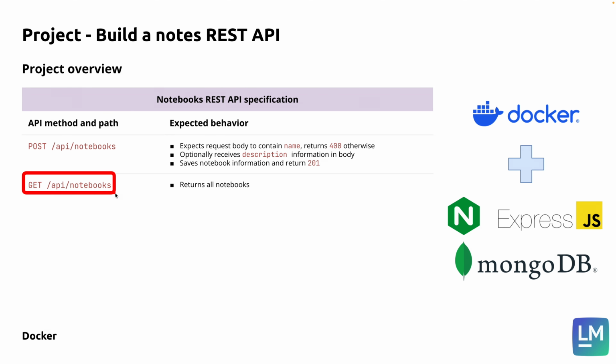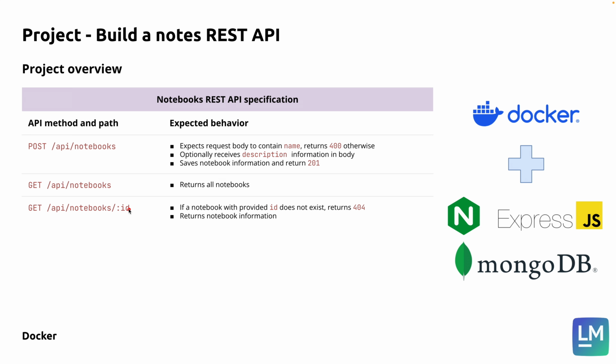Whenever we send a GET request to the /api/notebooks endpoint, then we should simply get all the notebooks back or an empty array if there are no notebooks saved. We can then send a GET request to a specific notebook ID under /api/notebooks/:id, and this :id, once again, represents a variable value here, so we can receive any arbitrary string. And if the notebook with the provided ID does not exist, this endpoint should return a 404, otherwise it should return the notebook information.